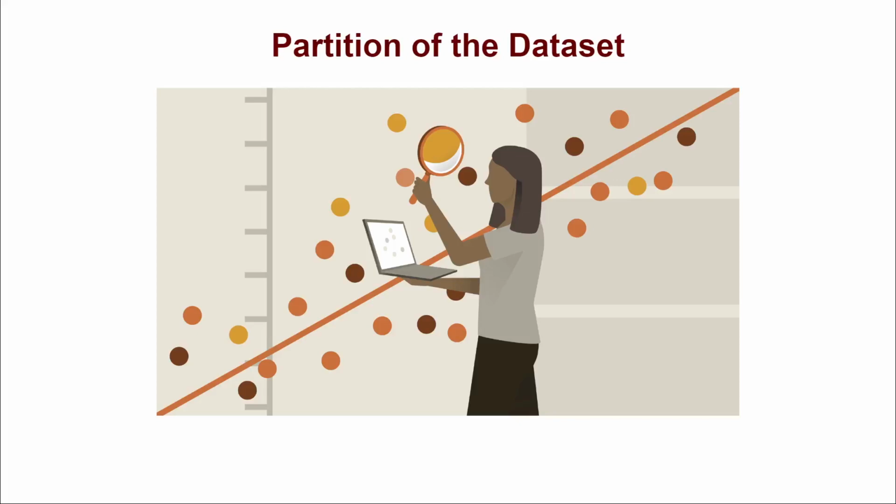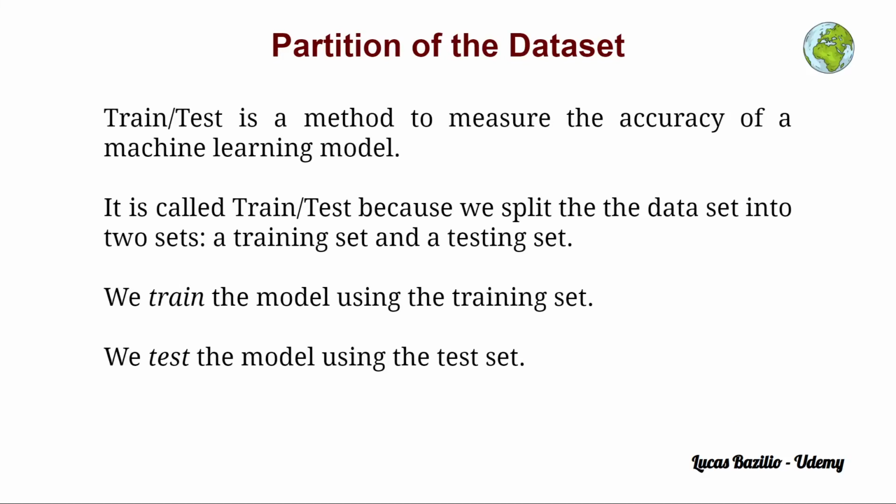Hey everyone, in this lesson we are going to partition our dataset into two parts: the training partition, where we are going to train our model, and the test partition, where we are going to evaluate the final performance of the model. So this is a general method to measure the accuracy and the performance of a machine learning model.